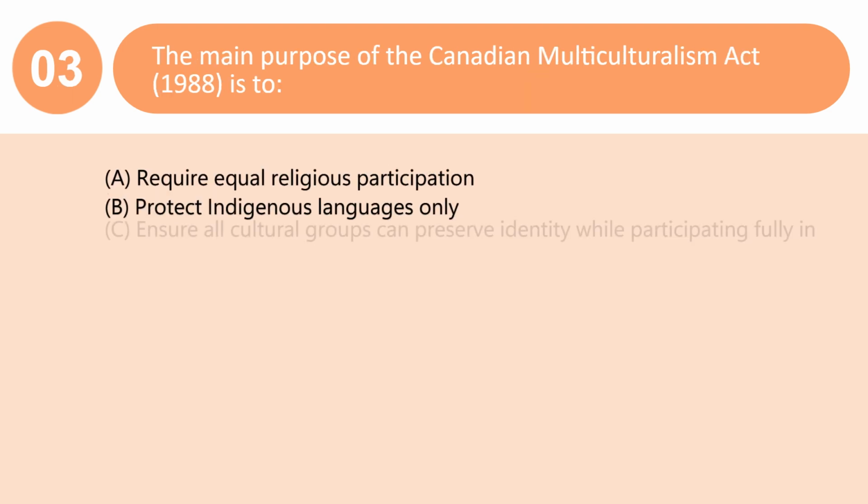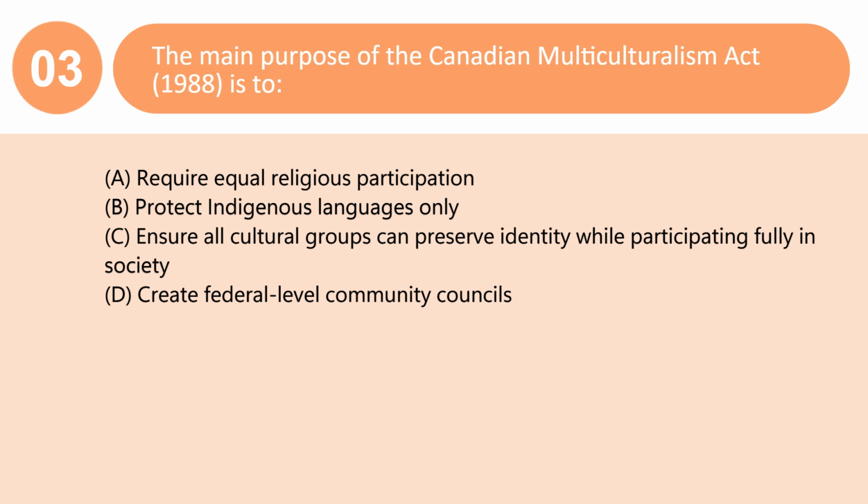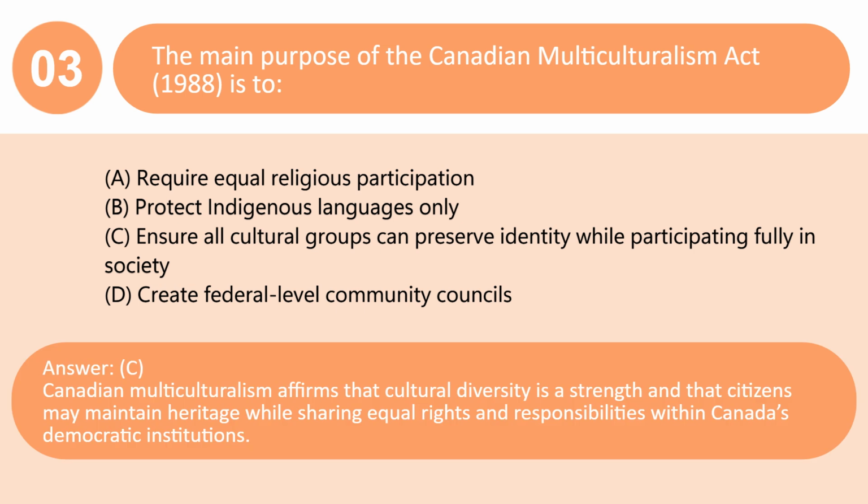The main purpose of the Canadian Multiculturalism Act, 1988 is to: A. Require equal religious participation. B. Protect Indigenous languages only. C. Ensure all cultural groups can preserve identity while participating fully in society. D. Create federal-level community councils. Answer: C. Canadian multiculturalism affirms that cultural diversity is a strength, and that citizens may maintain heritage while sharing equal rights and responsibilities within Canada's democratic institutions.